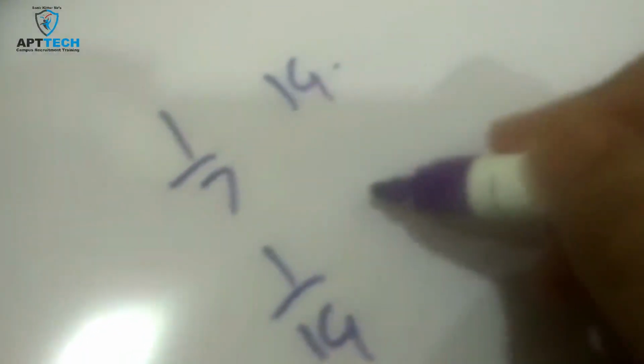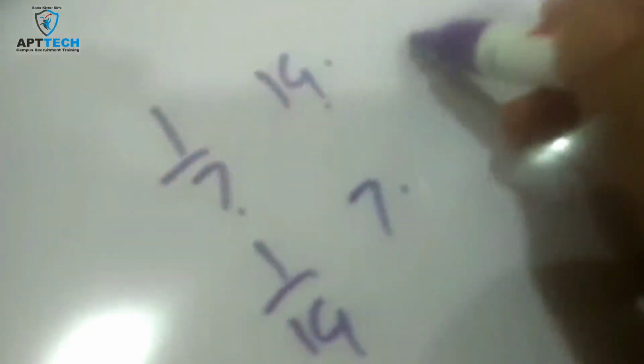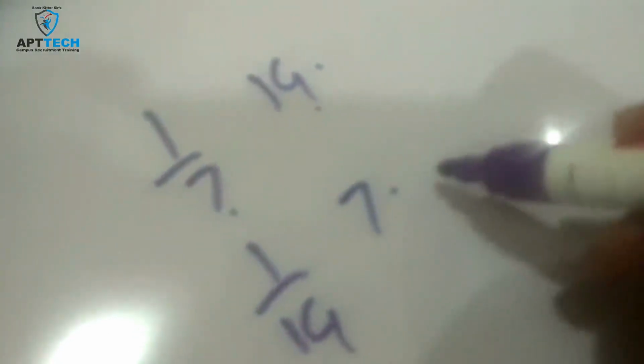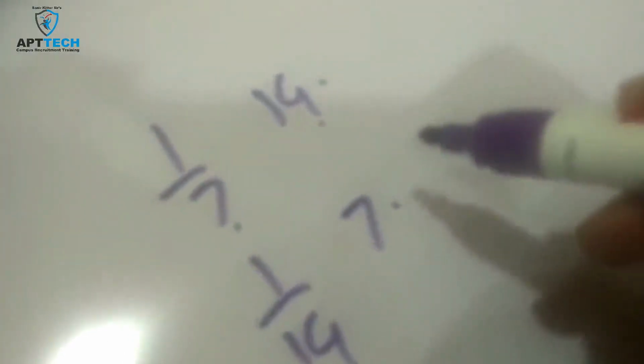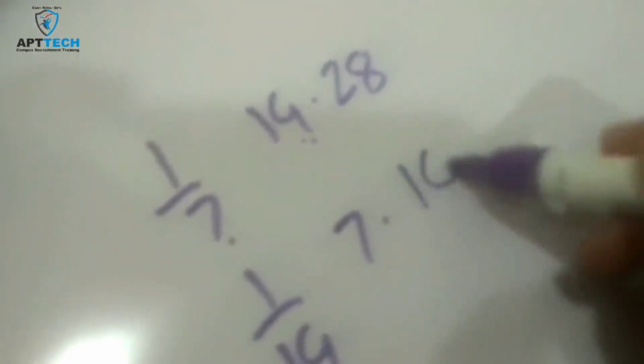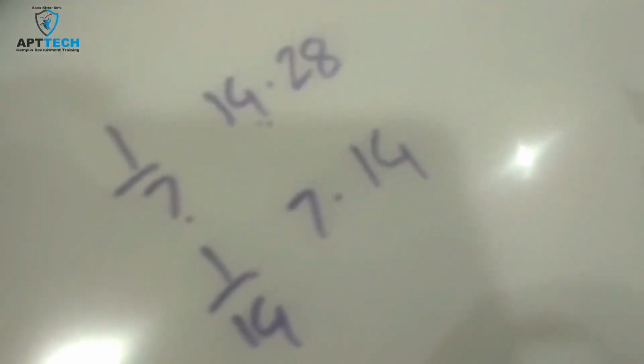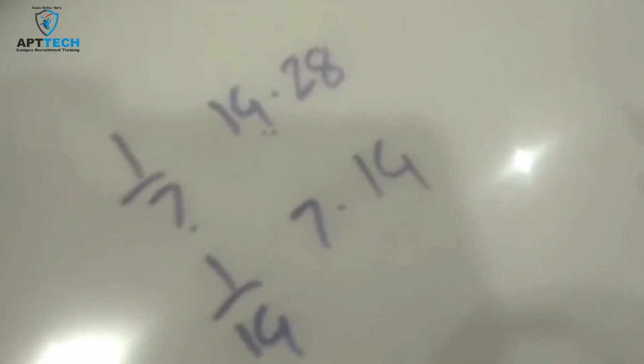Now there is a relation between 1 by 7 and 1 by 14. 1 by 7 will always be 14 point something, and 1 by 14 will always be 7 point something. But what you have to remember is that the something portion is double of this. This is how you can remember the logical correlation of 1 by 7 and 1 by 14.